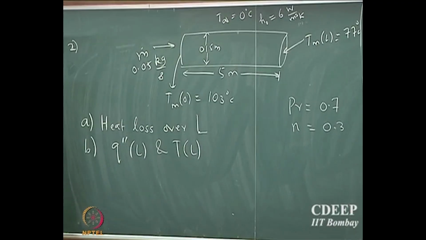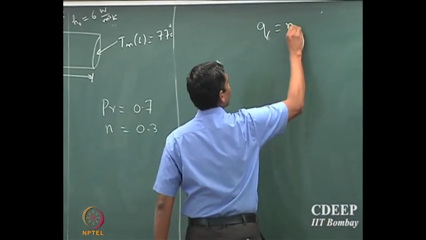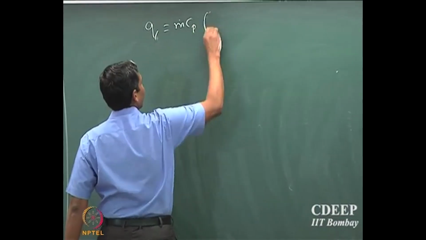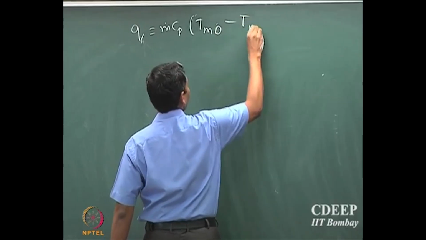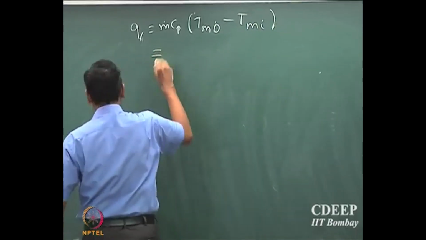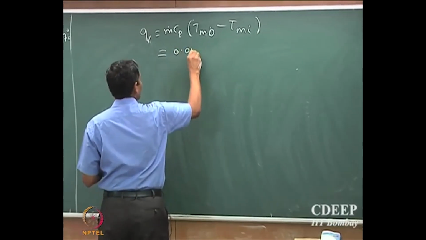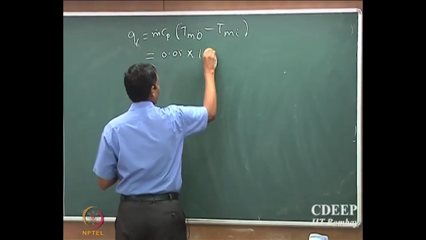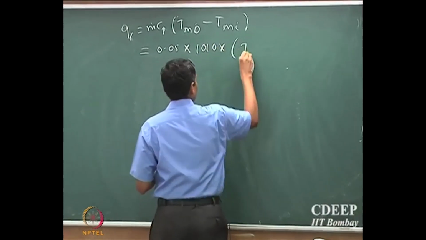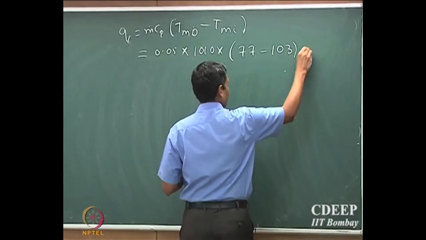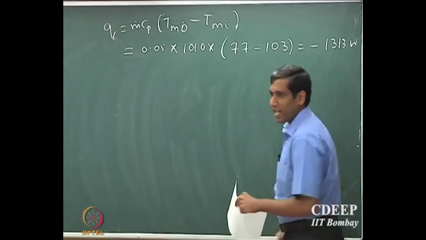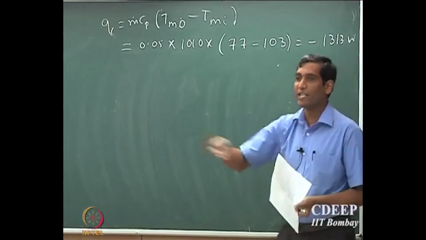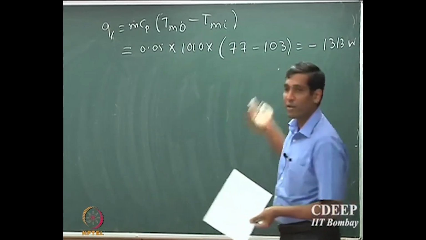The first one is easy, it is m Cp delta T. So Q is m dot Cp into Tmi minus Tmo, and putting in the numbers, 0.05 into 1010 into (77 minus 103), that is minus 1313 watts. Why is it negative? Because the fluid is now losing heat to the surroundings, right. That is the sign convention that we have used.